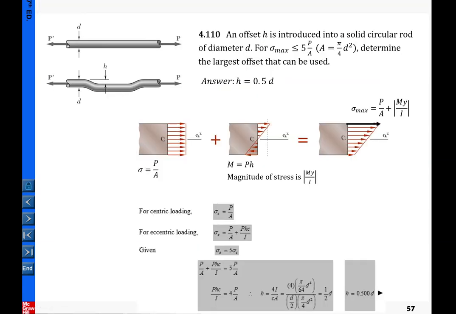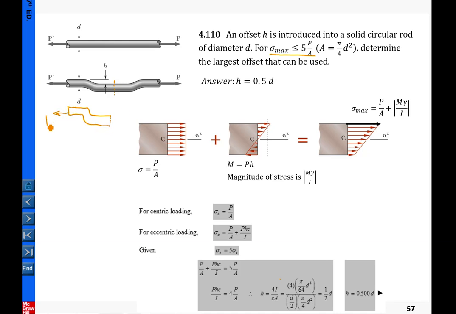And let's take a look at another similar example here. So here is the bicycle handle. For this case, we're asking that the maximum stress is less than 5 times the normal stress. So again, we pick the cross section here, and in that cross section, let me draw this one here.